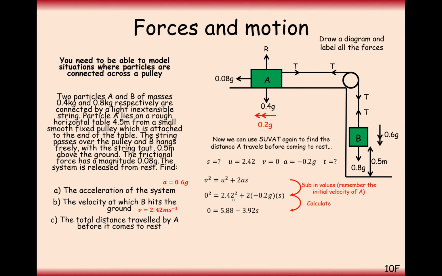Substitute in your values. Now it's a good idea here to have gone back and looked at what 2.42 squared was, and then simplify what you've got at the back here, rearrange to find S, and you've got 1.5 meters. Now the total distance travelled by A before it comes to rest has to include that 0.5 meters that we initially travelled plus the extra 1.5 meters travelled after the string became slack. So the total distance here is 2 meters travelled rather than just the 1.5 when the string became slack.